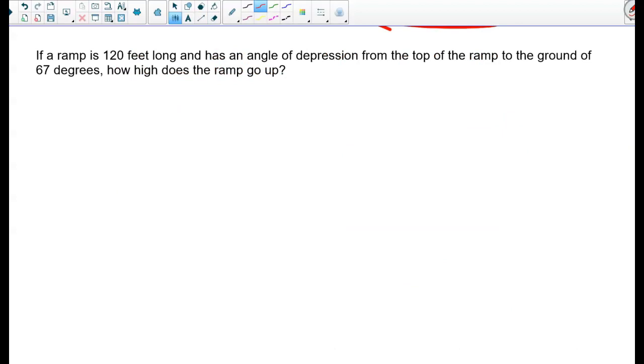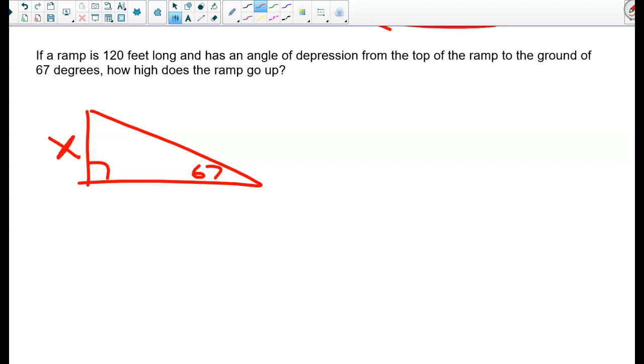Next one. Here's my right triangle. My angle of depression is 67 degrees. How high does the ramp go up? This is the height. The ramp is 120 feet long. This is a ramp. If they wanted the base, they would say, how far is the base of the ramp from the wall it's next to, or something to that effect. How long a ramp is right here.